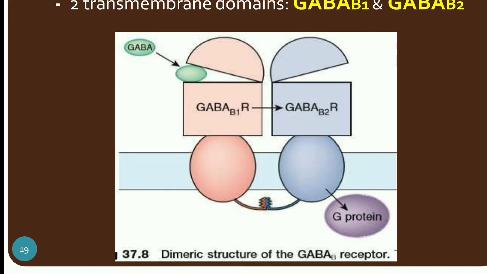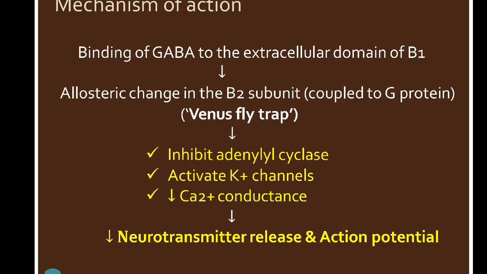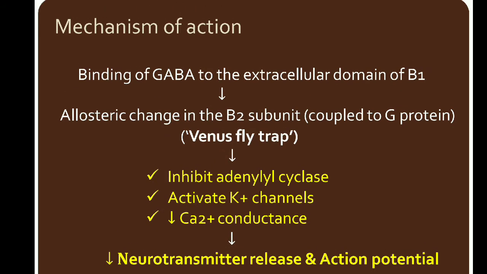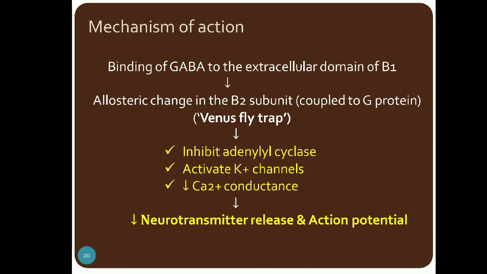When we talk about the mechanism of action in detail and how this process proceeds, GABA binds to the extracellular domain of the B1 region. B1 causes allosteric changes in the B2 subunit, which is coupled to G proteins. This inhibits adenylyl cyclase, activates the potassium channel, decreases calcium conductance, and decreases neurotransmitter release and action potentials. Overall, in simple words, GABA B decreases the release of calcium ions and decreases the action potentials.